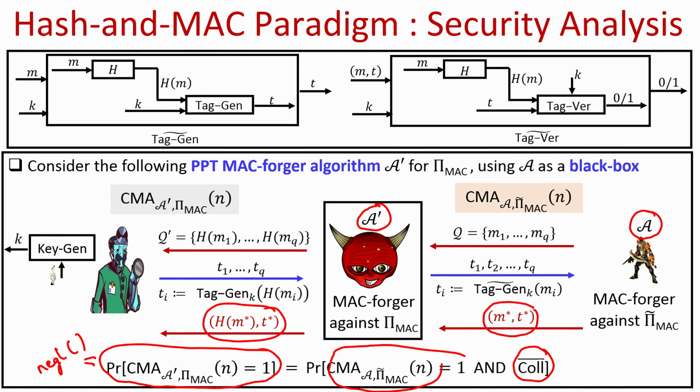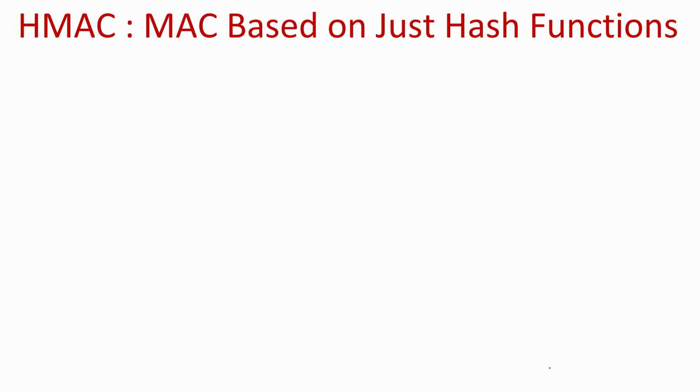That means the other event, the event on your right hand side, namely the adversary or the MAC forger winning the CMA game against your composed MAC in the presence of the complementary event of collision, also occurs with some negligible function in the security parameter. So, this proves the two facts that we wanted to state, and this overall shows that the hash and MAC paradigm is indeed going to give you a secure MAC for authenticating arbitrarily long messages.